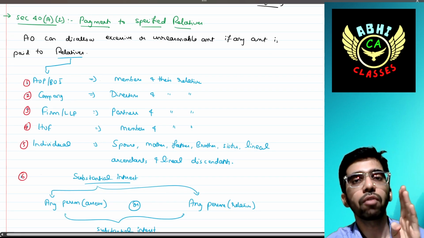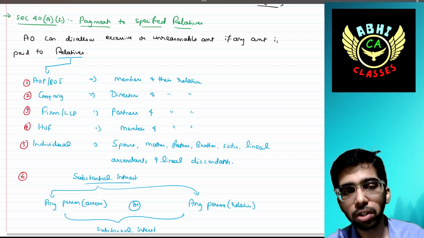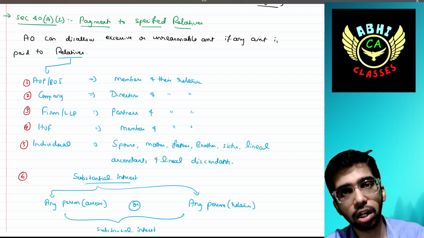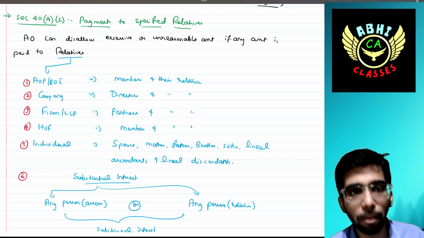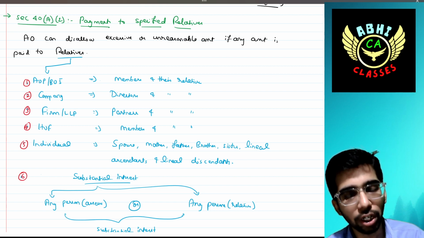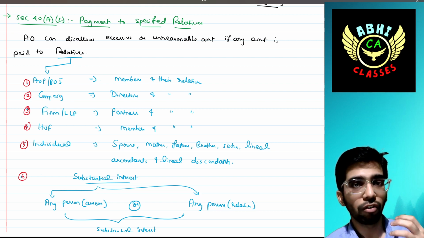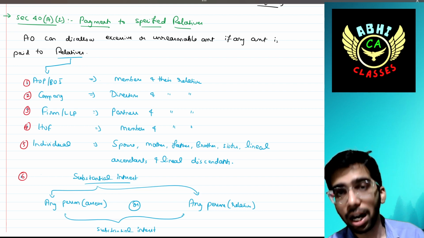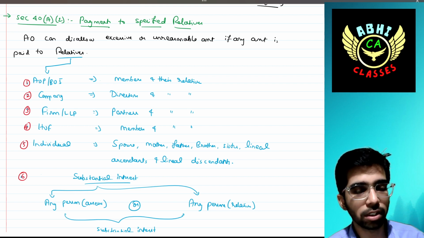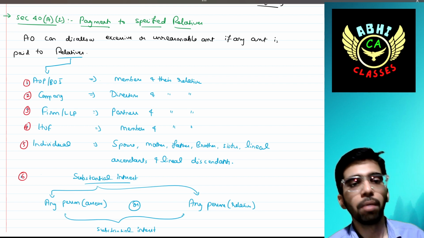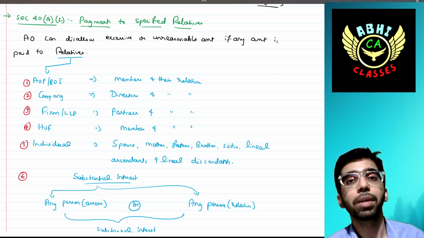Relative means, in case of an AOP or BOI, the members and their relatives are specified persons. In case of a company, the directors and their relatives are considered to be the specified persons. In case of firms or LLPs, the partners and their relatives are considered to be specified persons. In case of HUF, the members and their relatives are considered to be specified persons.